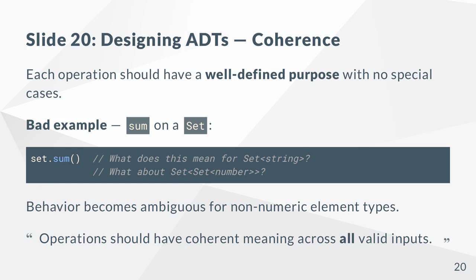But what does sum mean for a set of strings? Do you concatenate them? In what order? What about a set of sets of numbers? Do you recursively sum? Do you sum the sizes? The operation breaks down because it does not have a coherent meaning across all the types a set can hold. Operations should work consistently and predictably for every valid input. If you cannot define the behavior clearly for all cases, the operation does not belong in the ADT. Avoid operations that require a long list of special cases. Each special case is a place where the client can be surprised.